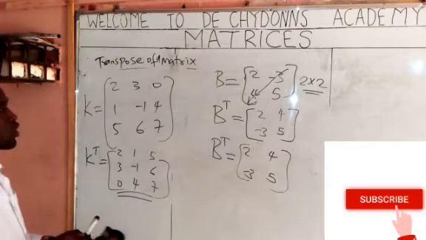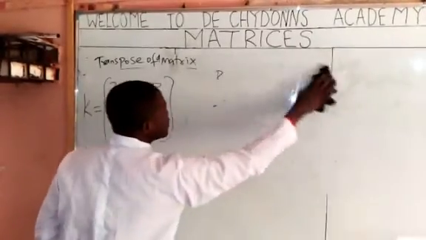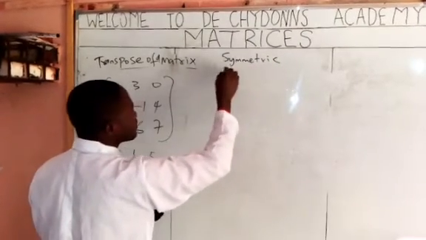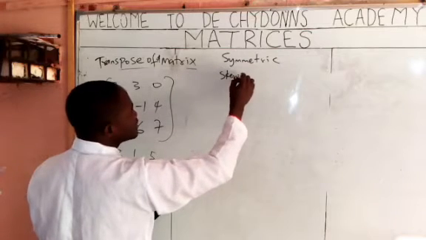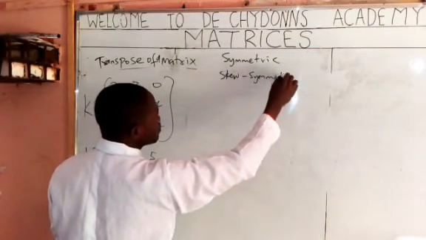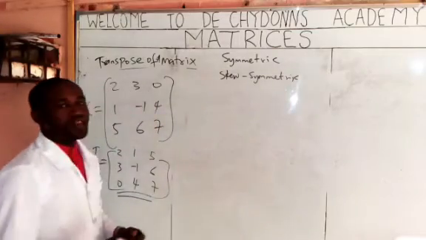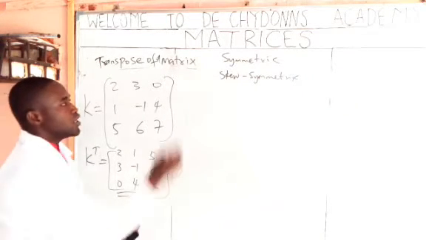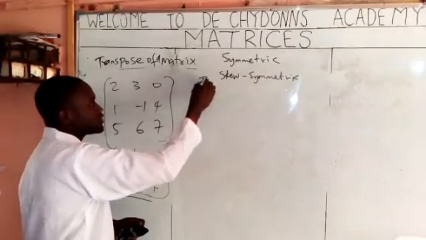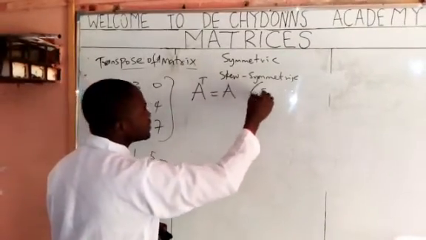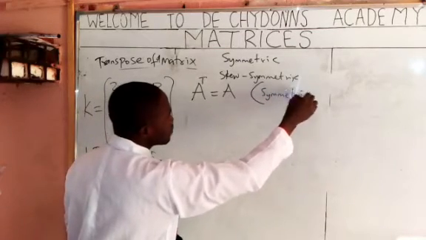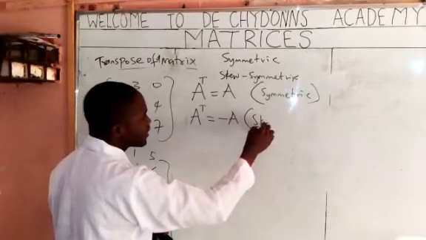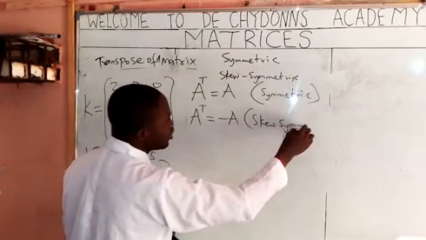Now, another thing we want to look into is these two terms that they call symmetric and skew symmetric of a matrix. A matrix is said to be symmetric if the transpose of the matrix is equal to the matrix itself. But if the transpose of the matrix is equal to the negative of that matrix, you say that matrix is skew symmetric.